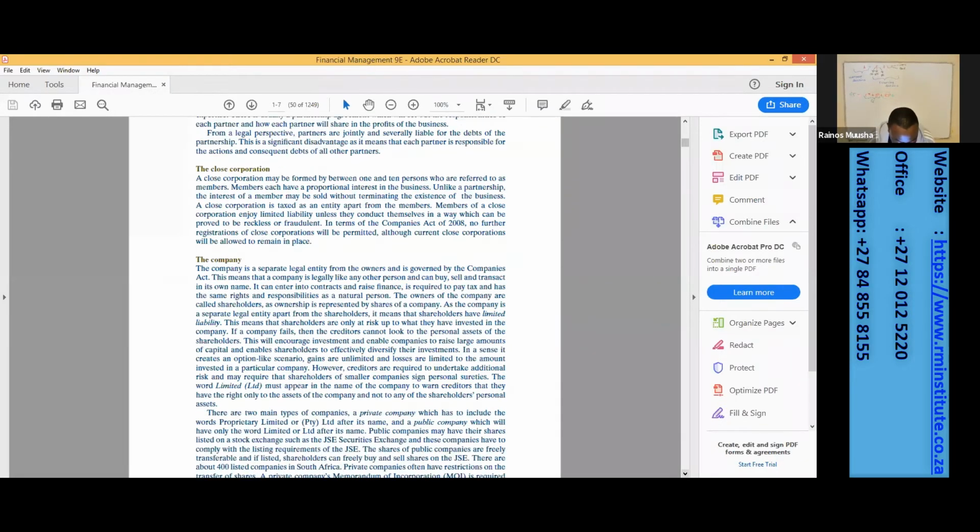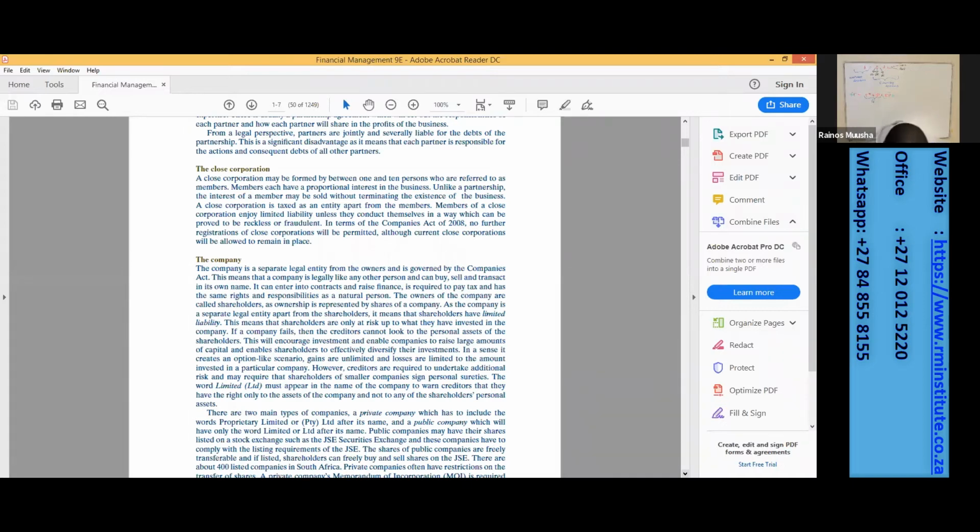The next section looks at the company, where they say the company is a separate legal entity from the owners and is governed by the Companies Act. So this means that the company is legally like any other person and can buy, sell, and transact in its own name. So it can enter into contracts and raise finance, is required to pay tax, and has the same rights and responsibilities as a natural person, which means that it can sue or be sued.